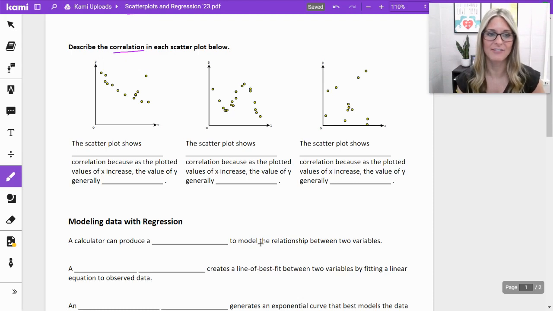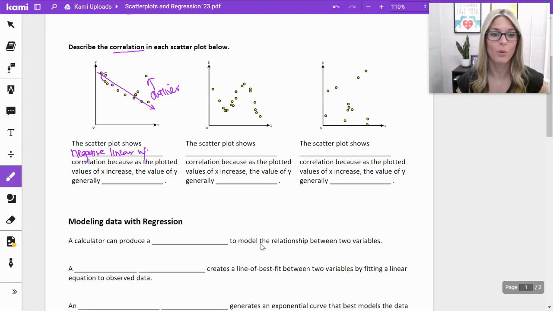On the left, we have a scatter plot that shows blank correlation. I do see that the trend is going down from left to right. So it is negative, it is linear, but we also have this guy out here as an outlier. So the scatter plot shows a negative, linear correlation, and this is a drop-down box on Delta Math, with one outlier. Correlation between, because as plotted values of x increase, the value of y generally decreases.